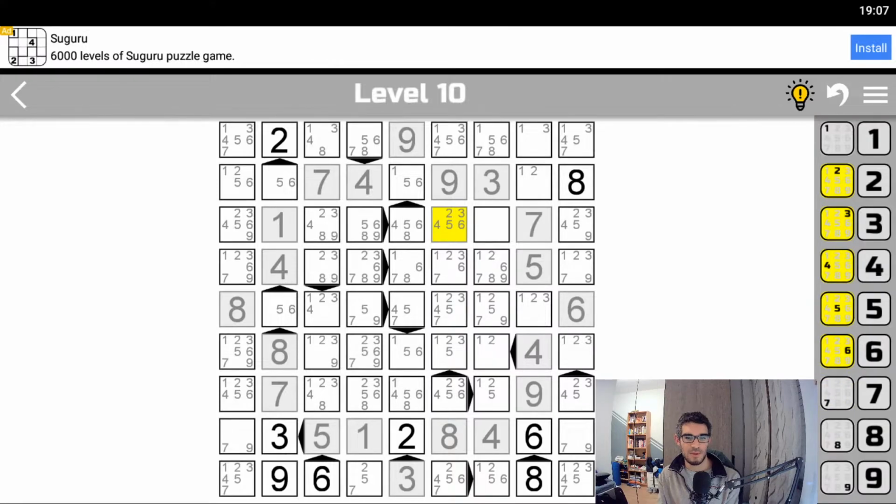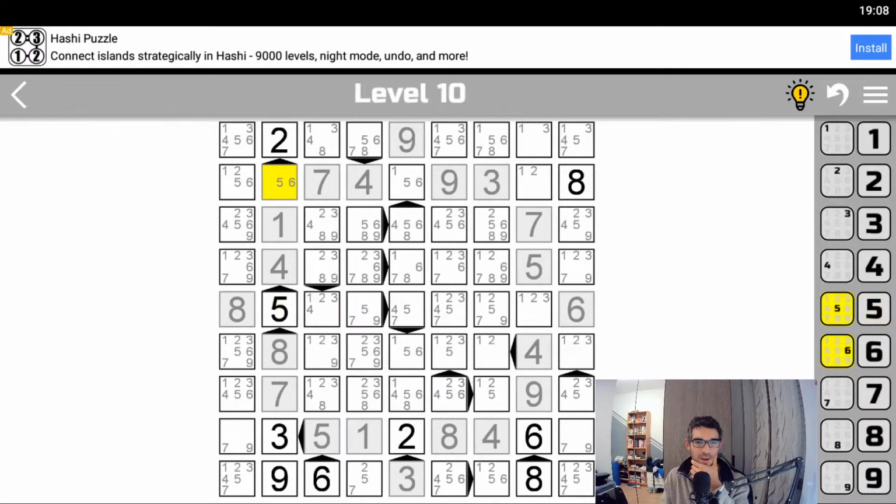No, 7, no, because it's there. 2. Okay, that should be it. I shouldn't have made any mistakes in writing the numbers down. Let me just double check. Oh yeah, this one, there is a 6 there. So this is a 5, man. I'm dumb. I'm so dumb.